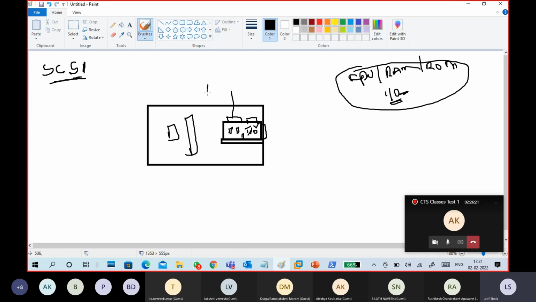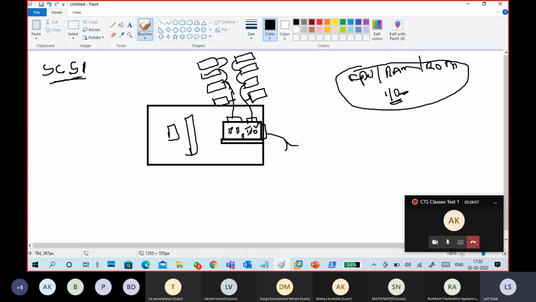To that one, I can connect multiple hard disks. I am connecting like this. This is another hard disk, this is another hard disk. Like this, I can connect multiple hard disks together. Here also I can connect multiple. Depending upon the card you put in, based on the card's features, that is the number of devices you can connect, internally as well as externally.